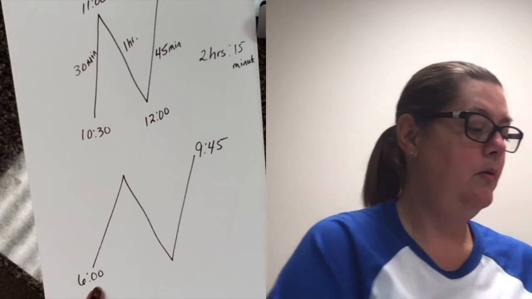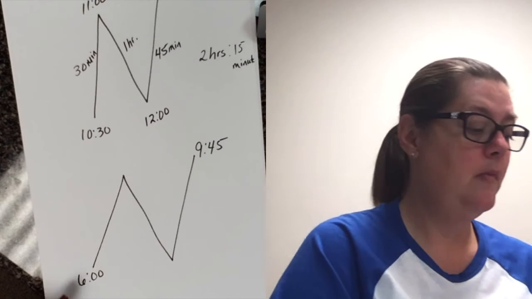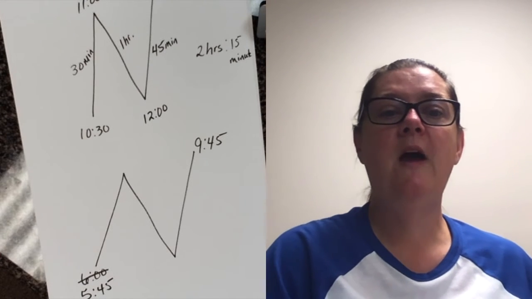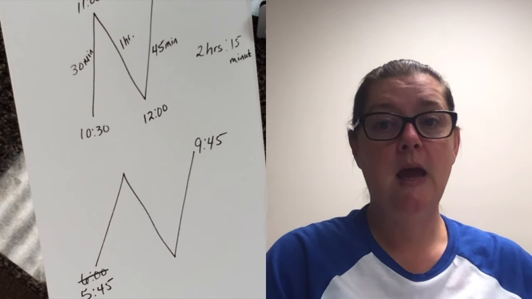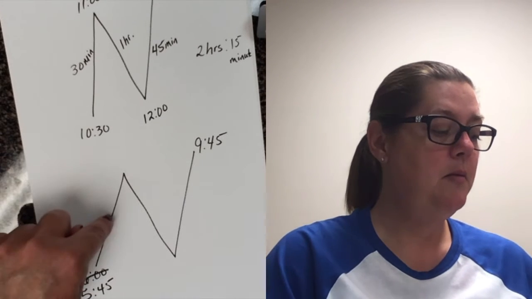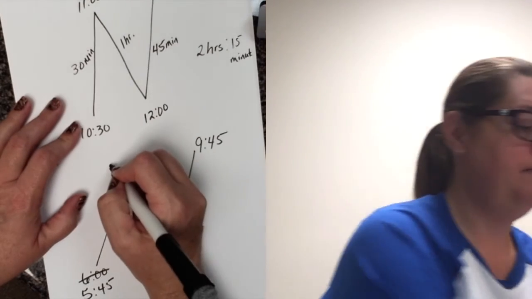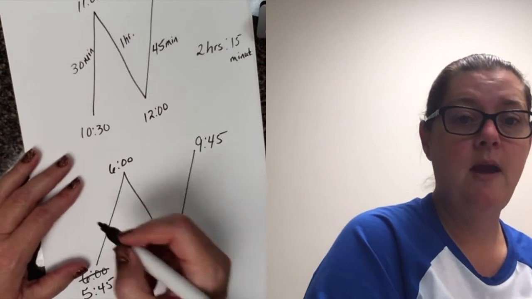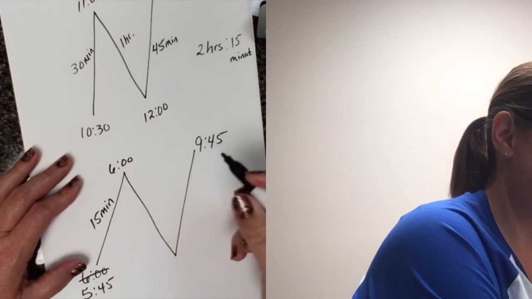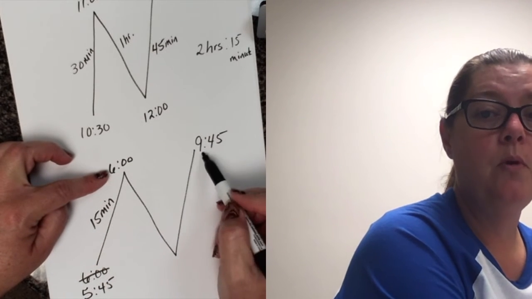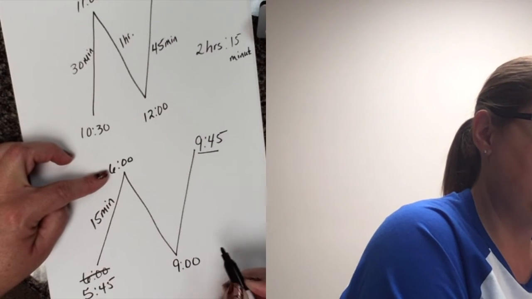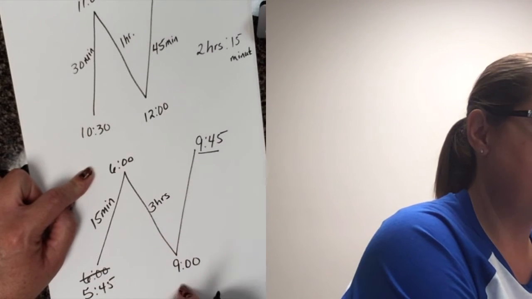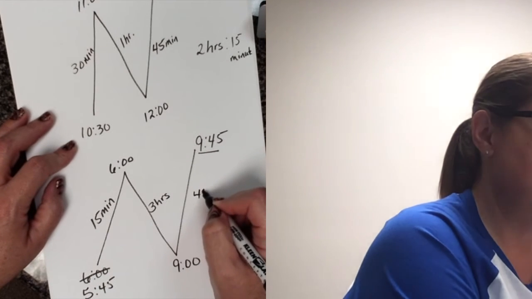Now, we could actually make this 6:15 if we wanted to. Or actually, let's make it 5:45. This is better. Let's make this 5:45. And she left at 9:45. So how many minutes is it until 6? So we know that from 5:45 to 6, it is 15 minutes. I'm going to go to the hour right before this down here, which is 9 o'clock. So from 6 till 9 is 3 hours. And then from 9 to 9:45 is 45 minutes.